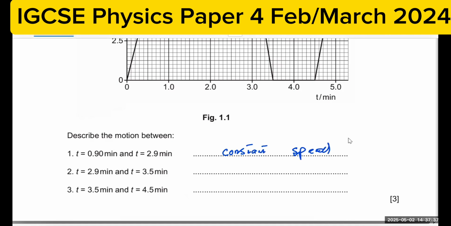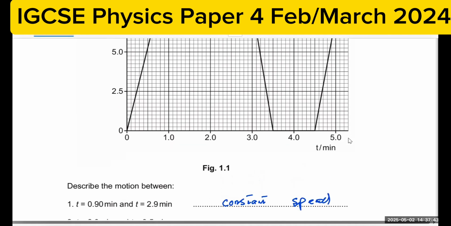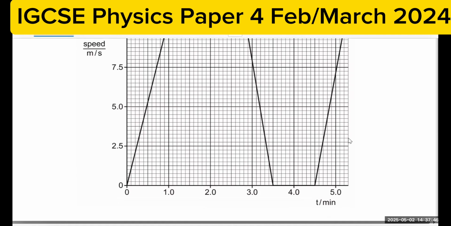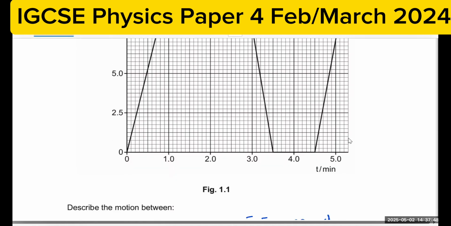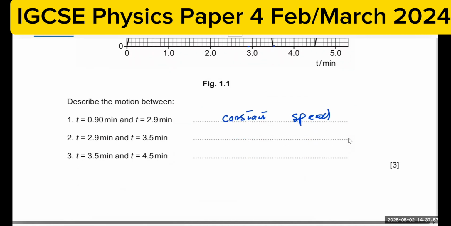Okay, next part, from 2.9 minutes to 3.5 minutes. So you can see that acceleration is constant. So you can write constant deceleration, because the speed is decreasing. When the speed is decreasing, the acceleration is negative, or deceleration. The line is constant, so you can write constant or uniform deceleration.